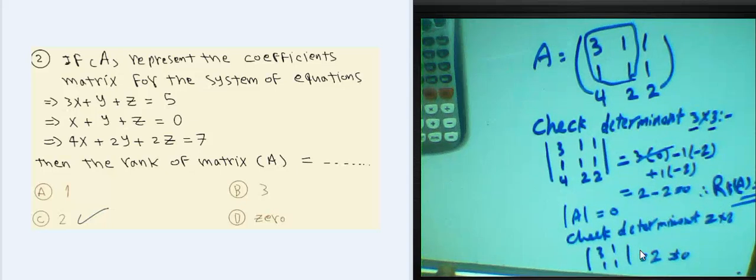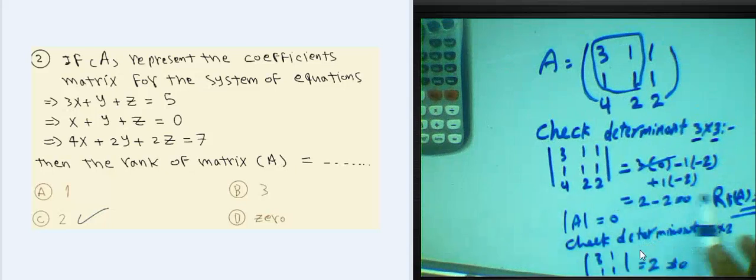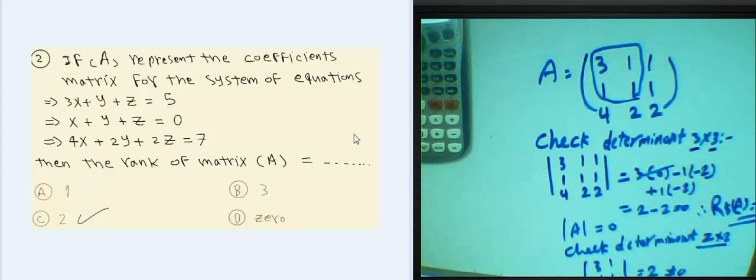So in this example we must check: the 3 by 3 determinant will be equal 0, then you must check the 2 by 2 determinant. The result is not equal 0, then the rank will be equal 2. Okay, choose letter C for this example.